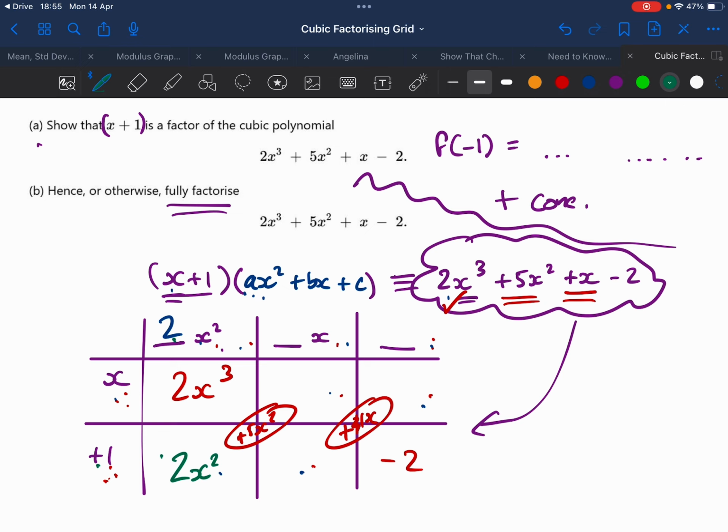Well, when you have 2x squared, and you know that together you're meant to get 5x squared, then suddenly you can say, well, this must be 3x squared. Because look, together, 5x squared. And can you see what's happening now? We're starting to solve the puzzle.